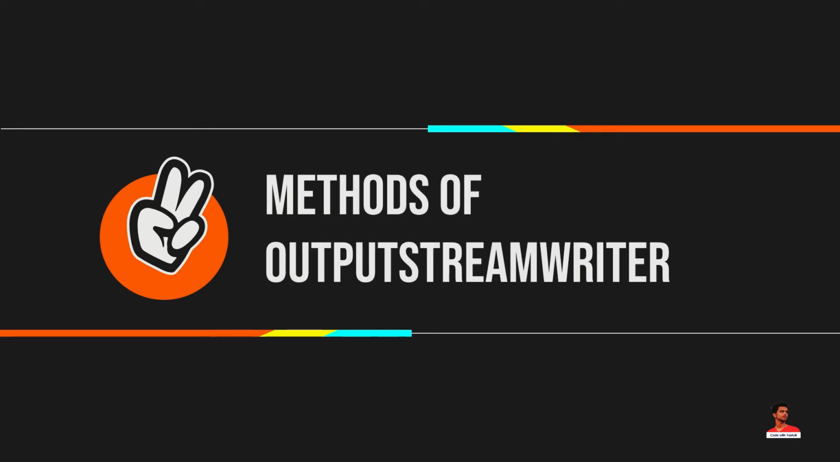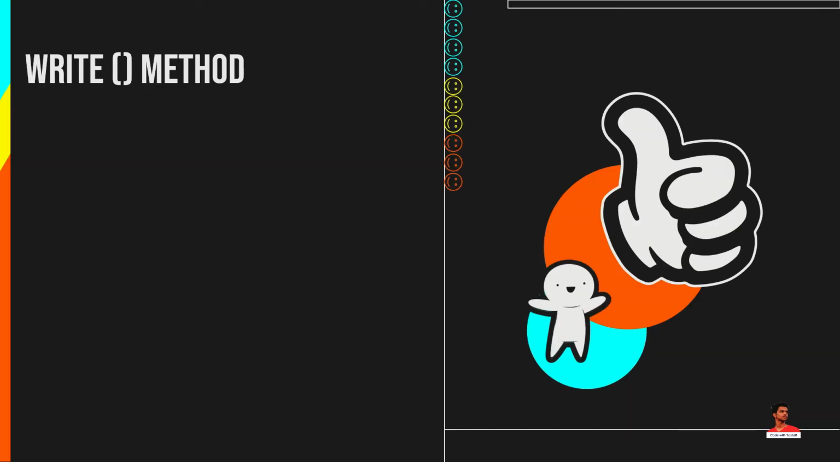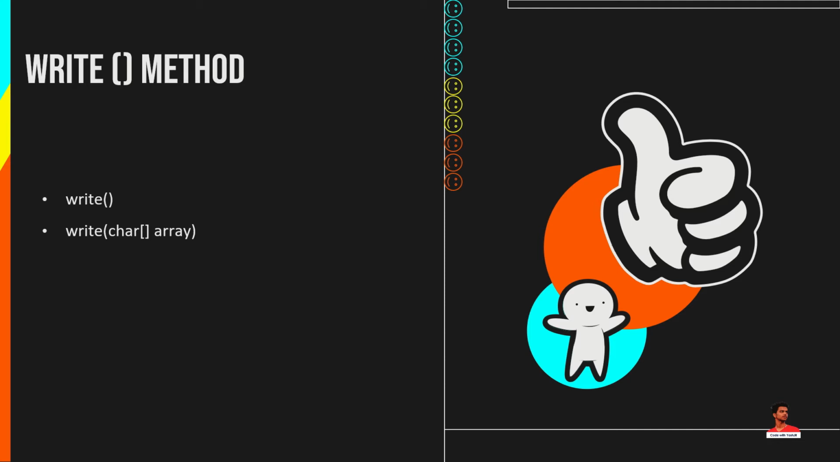The OutputStreamWriter class provides implementations for different methods present in the Writer class. Writes a single character to the writer, writes the characters from the specified array to the writer, writes the specified string to the writer.